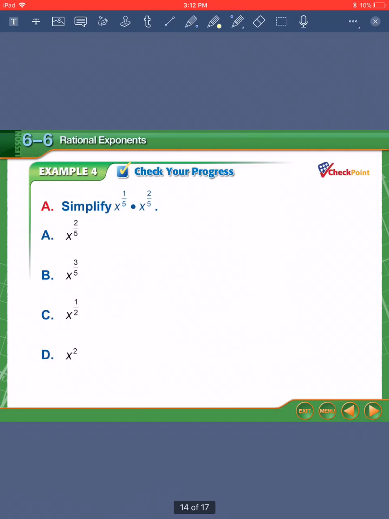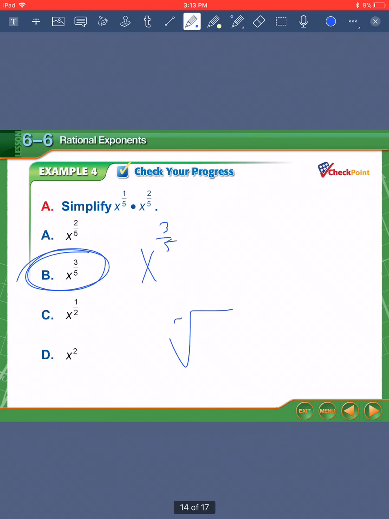All right. Next example, I have x to the 1/5 times x to the 2/5, which when we multiply, we really add. So this is really x to the 3/5. So in exponential form, it's that. Or in radical form, it would be the 5th root of x cubed, like that, or the 5th root of x cubed. Either way.